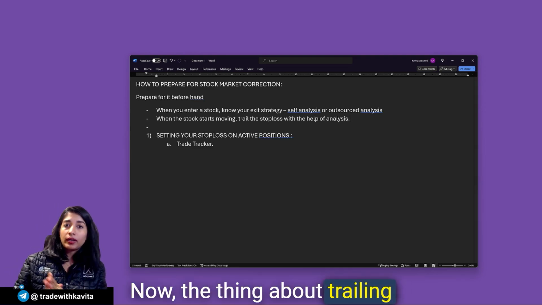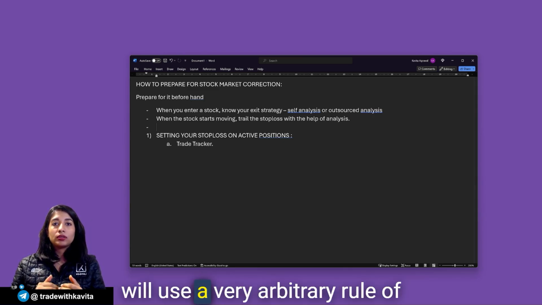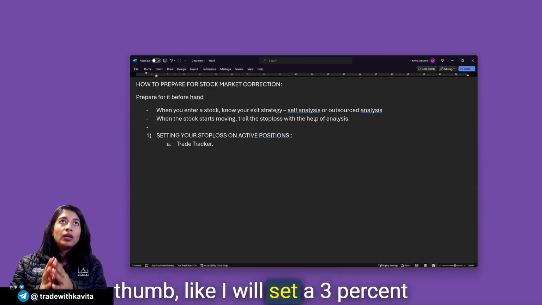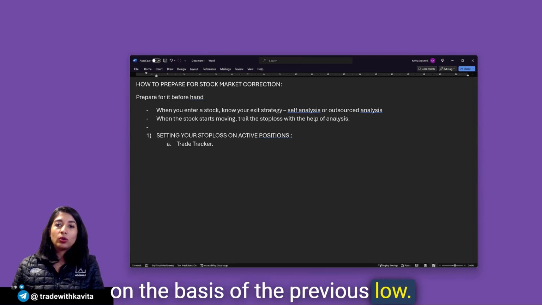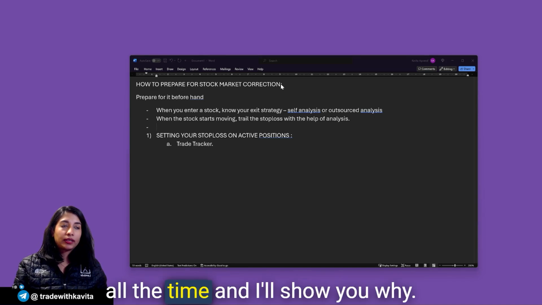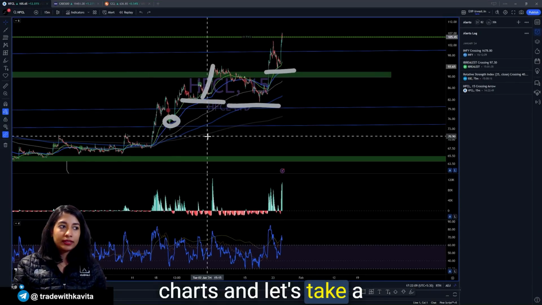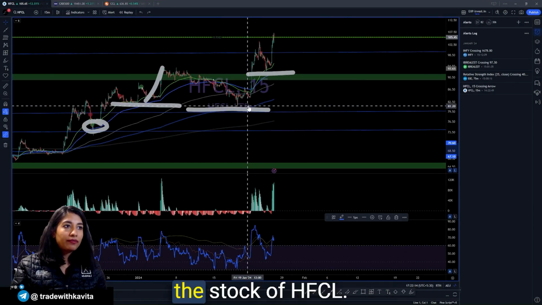Now, the thing about trailing stop loss is that some people will use a very arbitrary rule of thumb. Like I will set a 3% stop loss. I will set the stop loss on the basis of the previous low. The problem is that this doesn't work all the time, and I'll show you why. Let's go back to the charts and let's take a practical example for this. For example, we have the stock of HFCL.